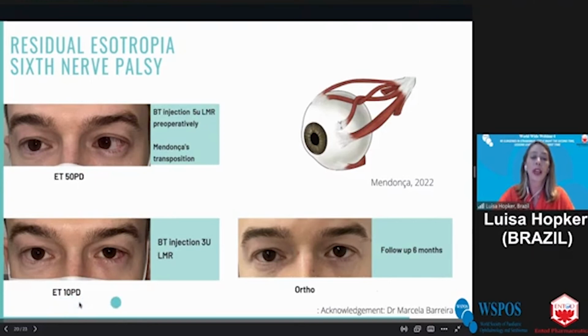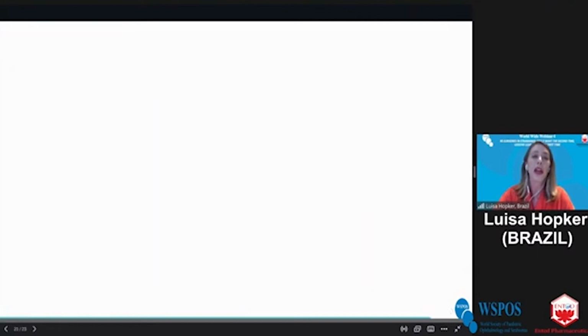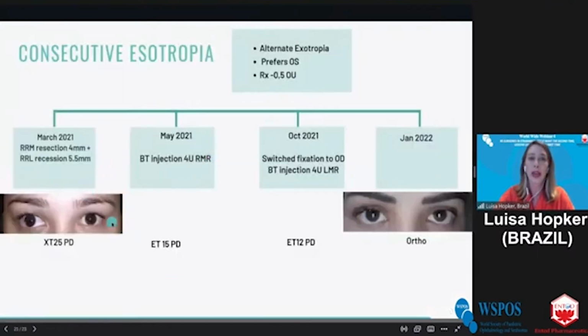And so it was decided to inject again in his medial rectus, and now after 6 months with a very good result. And consecutive esotropia, like I said, I think is one of the best indications.